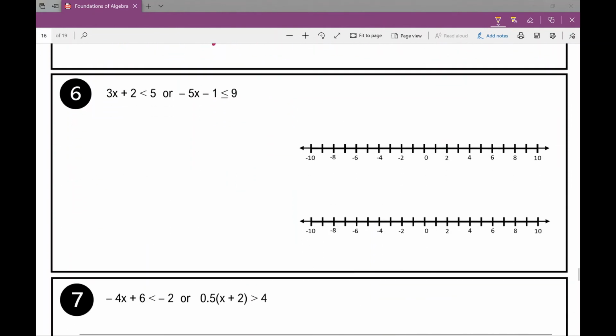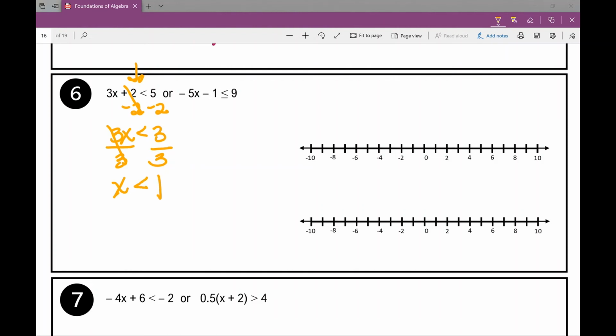Number 6. This is just another type of problem that you'll see. So let's solve this first simple inequality right here. Awesome, variable on one side, so I'm just going to solve for that variable. I'm going to do that by subtracting 2. 3x is less than 3. What do I do now? Divide both sides by 3. X is less than 1.